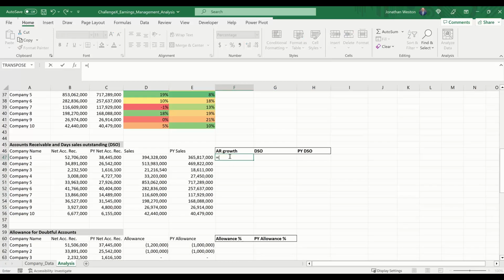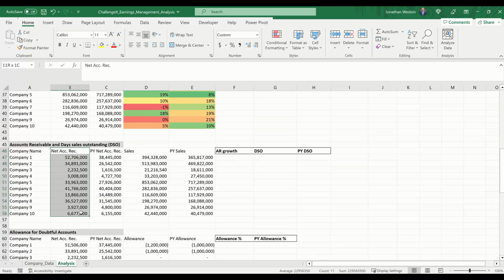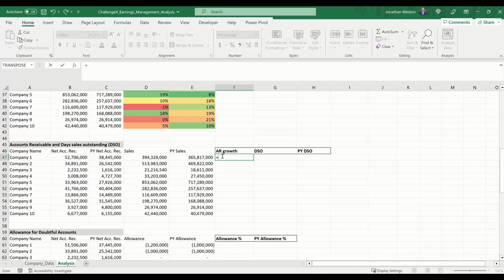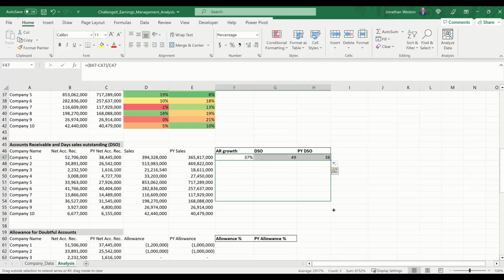Next is AR growth. It's calculated the same way. Oh, I forgot to mention, net accounts receivable is something we have to calculate first. Net accounts receivable is the gross accounts receivable for each company minus their allowance for doubtful accounts, the accounts they likely won't be able to collect money on, and so we only want the net information for growth. So we do net accounts receivable minus the previous year, divided by the previous year. And then days sales outstanding is net accounts receivable divided by sales times 365 days. Drag that over and then drag these down.